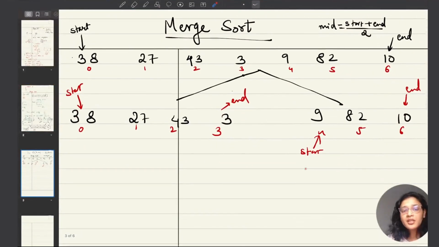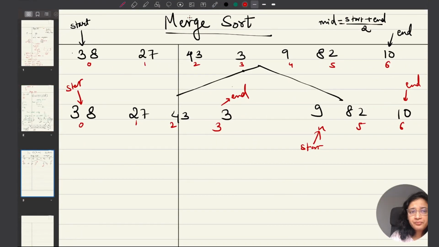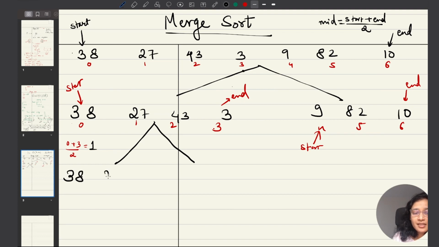So moving on from that, right now I've just done this division. Now for this function call 0 and 3, what will be the middle value? You'll have 0 plus 3 divided by 2. So 3 by 2, I'm going to do integer division. If it's 3 by 2, I'm going to take the value as 1, because 2 into 1 is 2, right? So which is less than 3. So this is 1. That means now I'm going to divide this into two parts. This problem gets divided into two parts, which are going to have 38 and 27, and the other one is going to be 43 and 3, right? What are the indices still? 0, 1, 2, 3, correct?